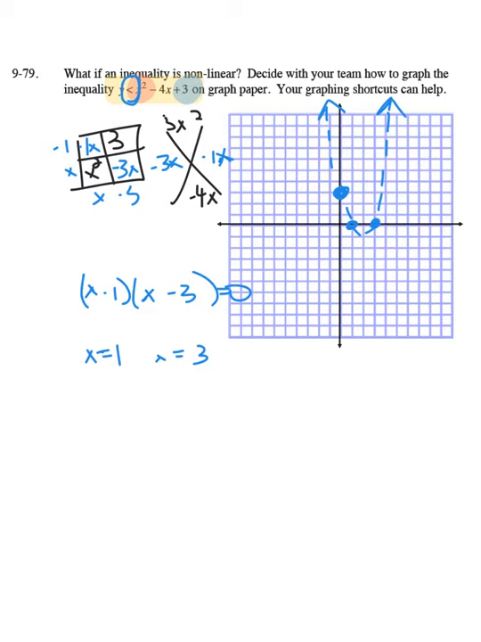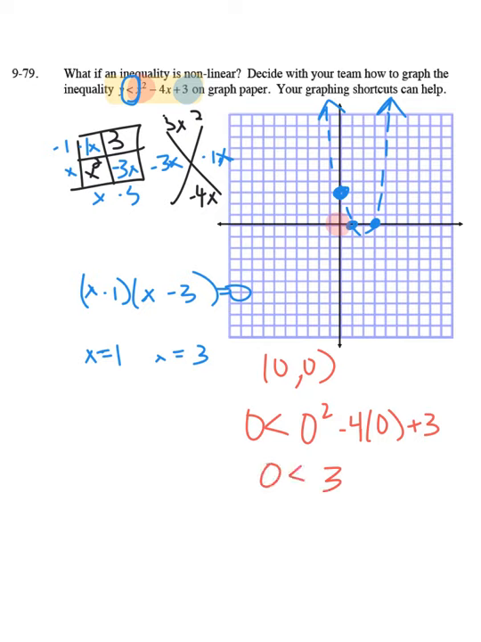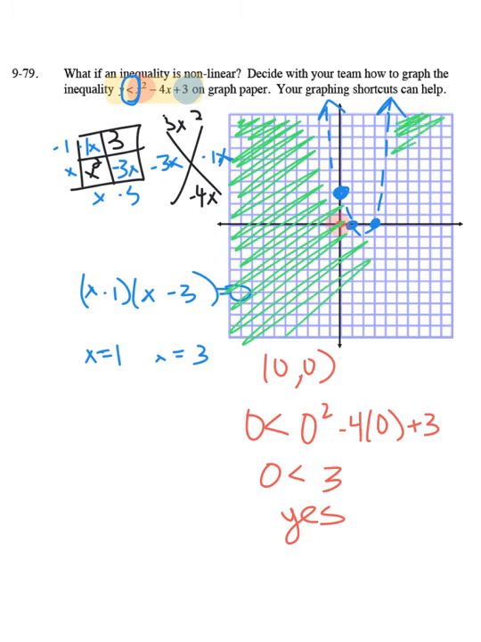If I pick a point outside the parabola, for example 0, 0, if I try 0, 0 in the original inequality, 0 is less than 0 squared minus 4 times 0 plus 3. So that gives me 3. Is 0 less than 3? Yes. So this 0, 0 or red spot is true, and so all the spots that are outside the parabola can also be shaded. Anything inside the parabola is a coordinate that would make the inequality false. We have a couple other examples.